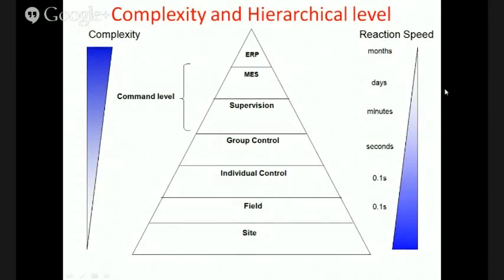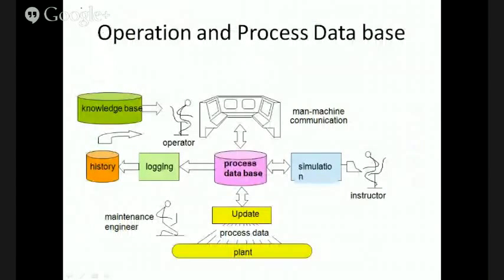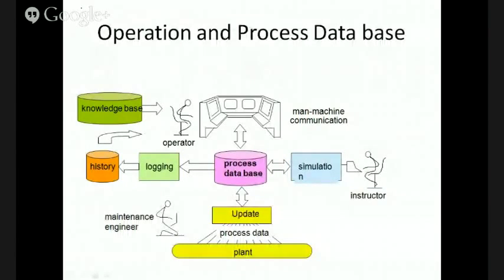Operation and process databases: you can see we can have process database, simulations, update, process input, plant, the instructor does it, and then logging, history, the operator again gets it and puts it on the computer, that is the man-machine interface, and finally it takes the decisions. Process database and historical data. The process database reflects the latest known state of the plant. The historical database registers the events that happen in the plant and is therefore a collection of subsets. The process database part is a snapshot.